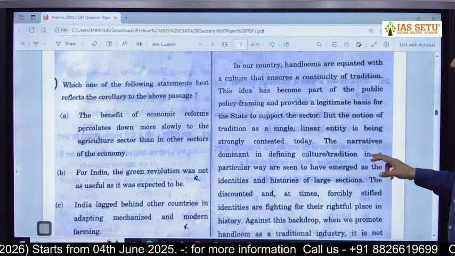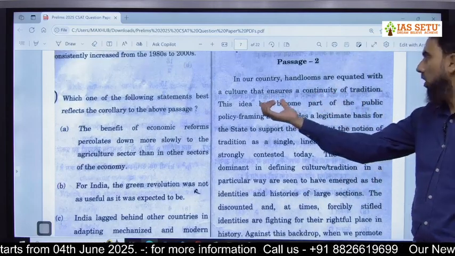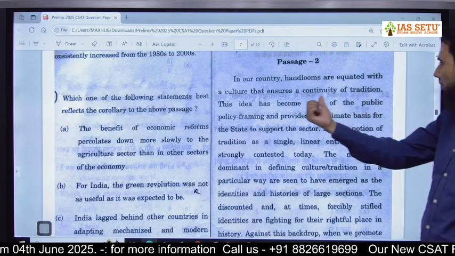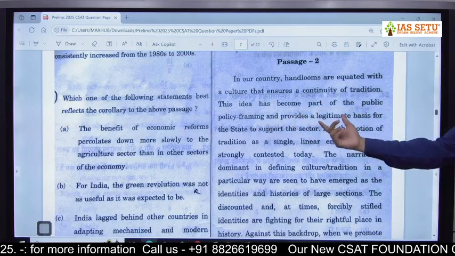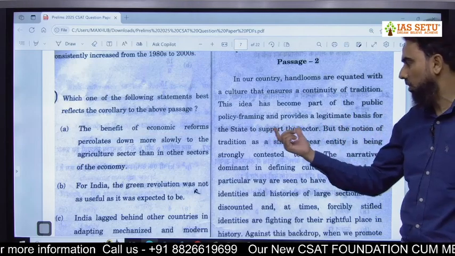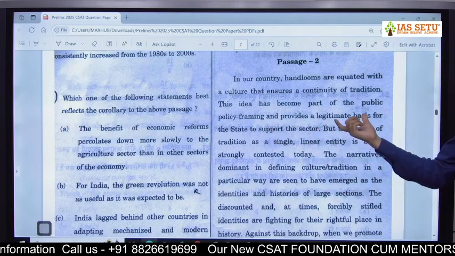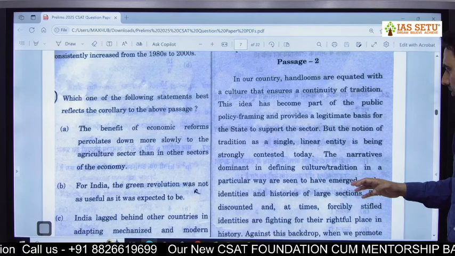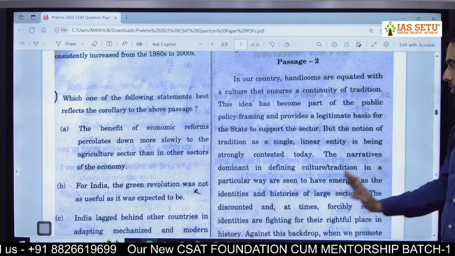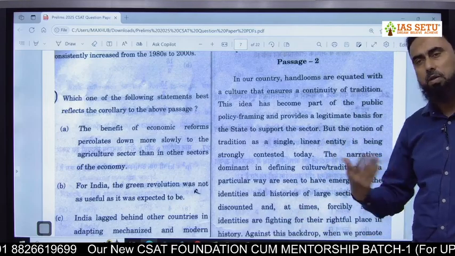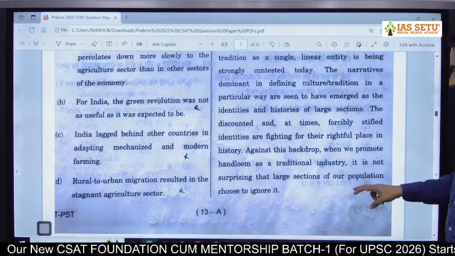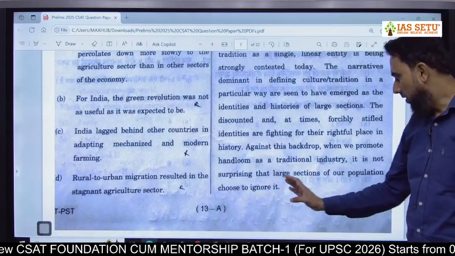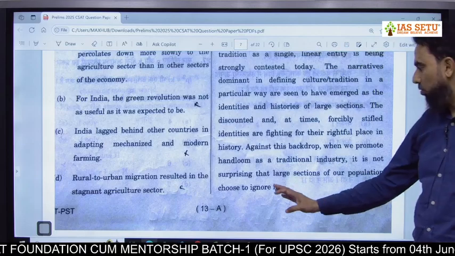Now, next passage is: in our country, handlooms are equated with a culture that ensures a continuity of tradition. This idea has become part of the public policy framing and provides a legitimate basis for the state to support the sector. Legitimate basis, very positive word, legitimate is. But now, from 'but', the author gives us another perspective, and then at the end it says, so it's not surprising that large sections of our population choose to ignore it.